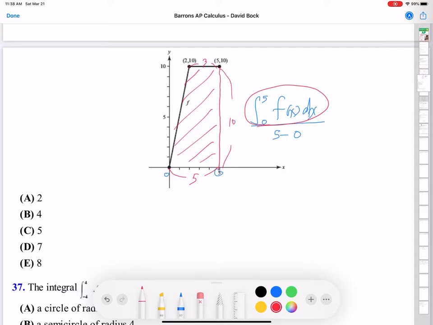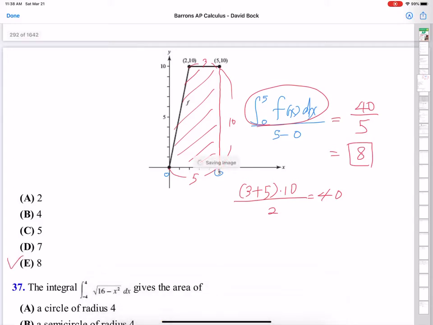because there's 5, 10. So by the formula of trapezoid area, base 1, 3, plus base 2 times height over 2. It is 40. So that area is 40. So 40 divided by 5, which is 8. 8 is the average value of this function. So E is the answer.